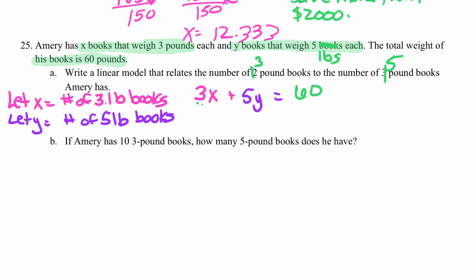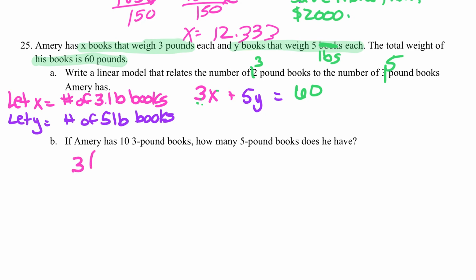I have 3, which is the weight of each book, times the total number of 3-pound books, plus 5, which is the weight of the 5-pound books, times the number of 5-pound books. So that would be my equation. And this is where standard form is a better way to write it than the slope-intercept form of the previous questions. And the question is, if Amory has 10 3-pound books, how many 5-pound books does he have? So we can plug in 10 for x.